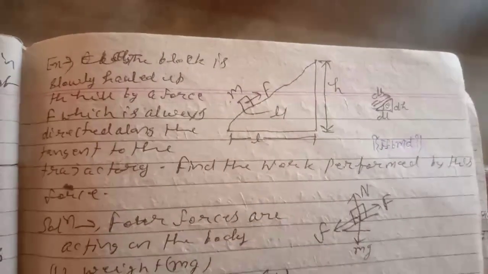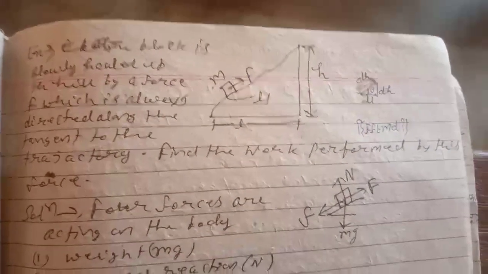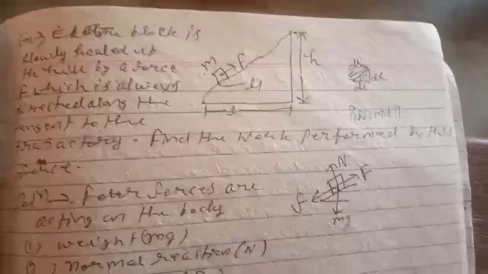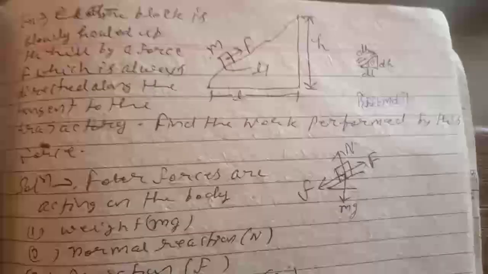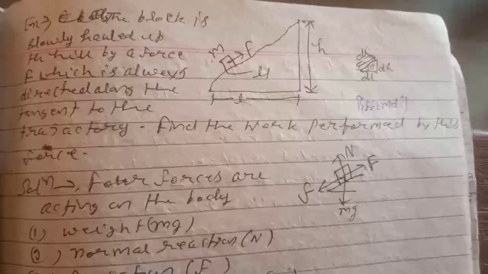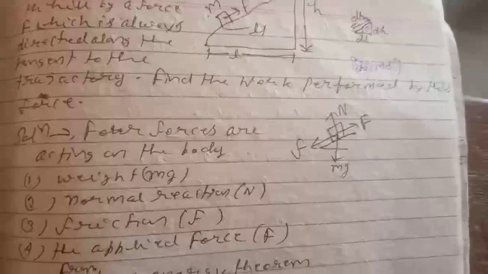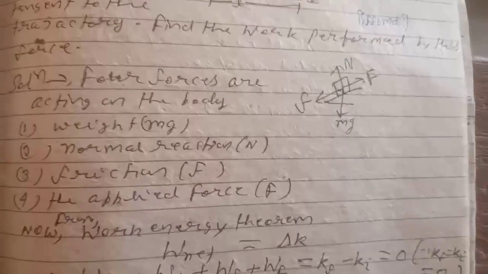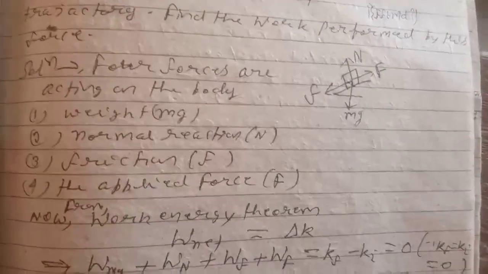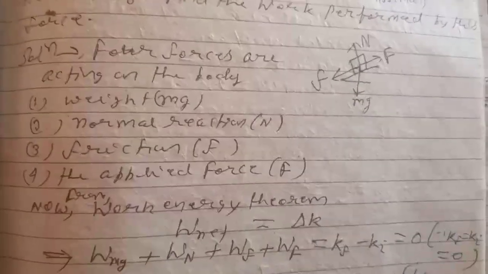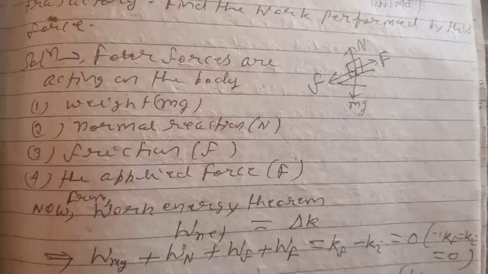a block is slowly hurled off the hill by a force F, which is always directed along the tangent to the trajectory. Find the work performed by the force. Four forces are acting on the body: normal force, applied force, friction force, and weight mg, as shown in the free body diagram.